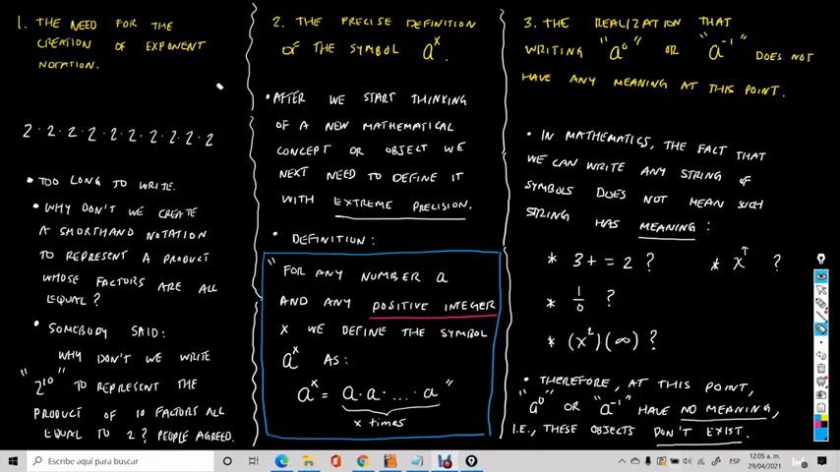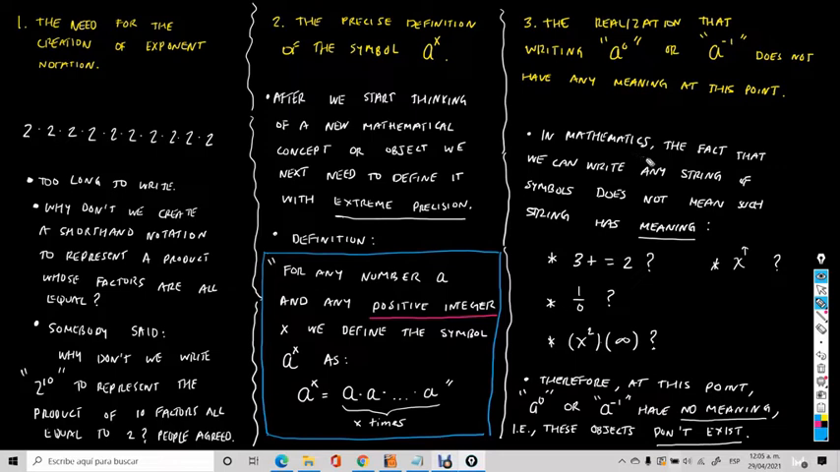Fine. Chapter number 3. The realization that writing a to the 0 or a to the minus 1 does not have any meaning at this point. I mean, this is pretty much the same I already told you a few seconds ago. A to the 0 and a to the minus 1 does not have meaning for the same reason I told you here. So let's see.